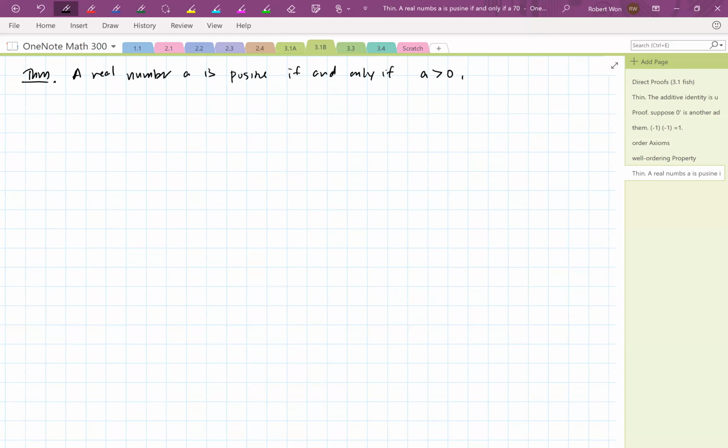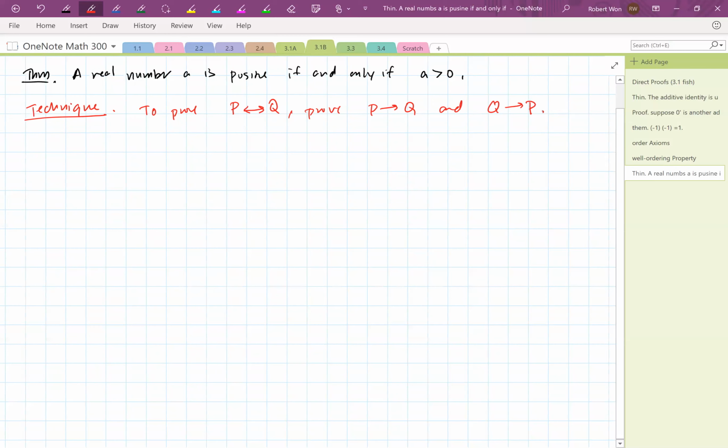Again, I don't know yet any numbers that are positive, but eventually, if I get that something is greater than 0, I'll say, oh, therefore it's positive, because by this theorem. Technically I need a new technique here, right? Because this is an if and only if statement. So to prove P if and only if Q, hopefully this isn't surprising, prove if P then Q and if Q then P. So if you want to prove a real number A is positive if and only if A is greater than 0, you prove if A is positive, then A is greater than 0. If A is greater than 0, then A is positive.